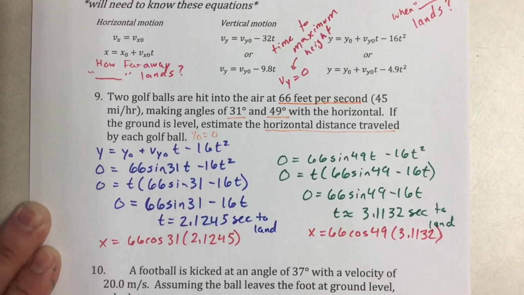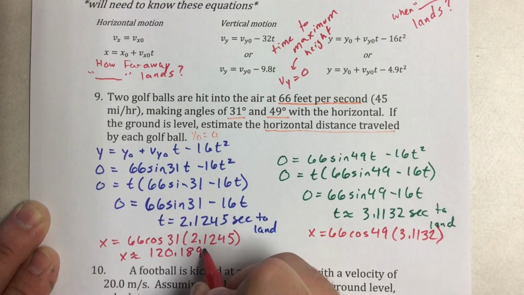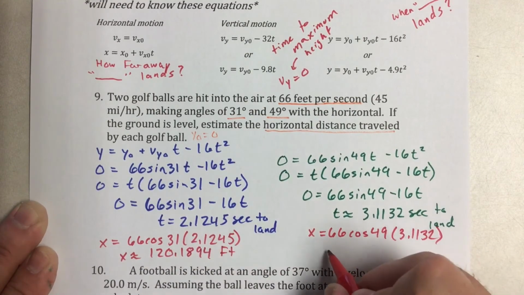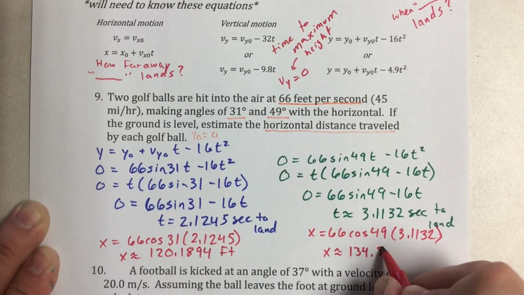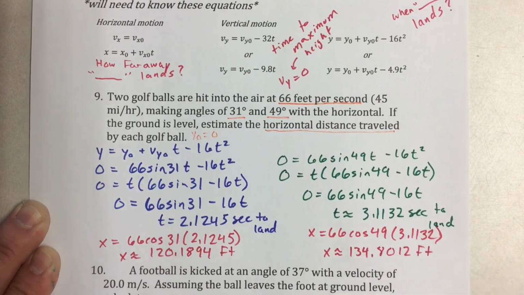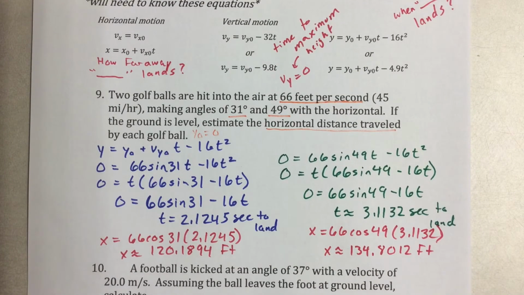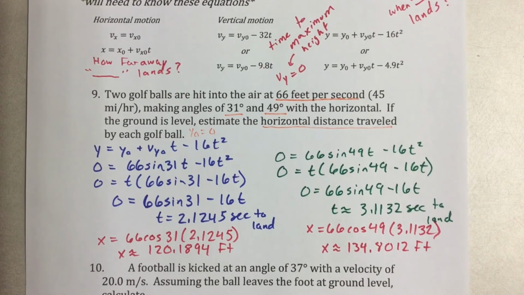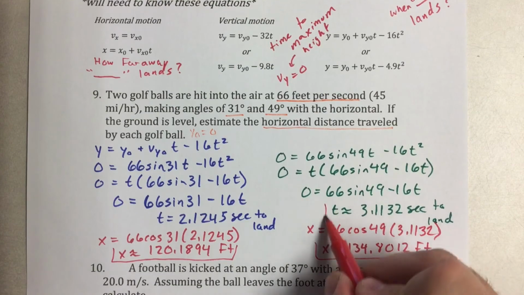And we get distances of, first one, approximately 120.1894 feet. And then for the other, we get approximately 134.8012 feet. All right. So I just saved time by going and computing it for you, but you can place these in real easily, making sure you're in degree when you go to solve it. Let's go and highlight, box this in so you can see the results.